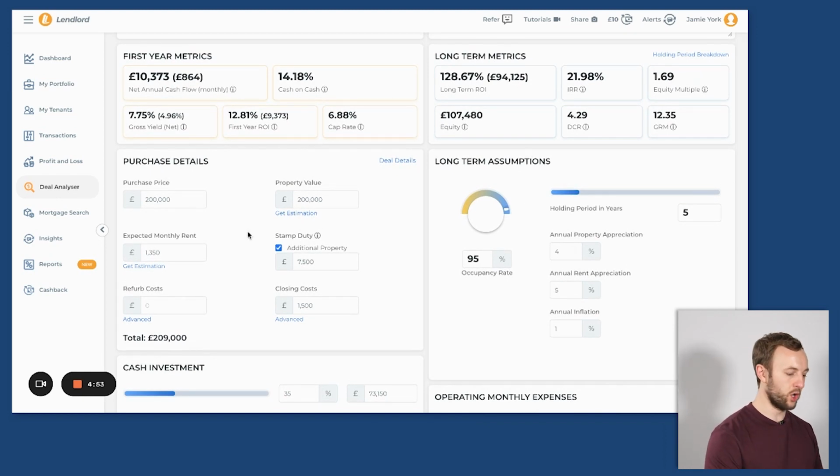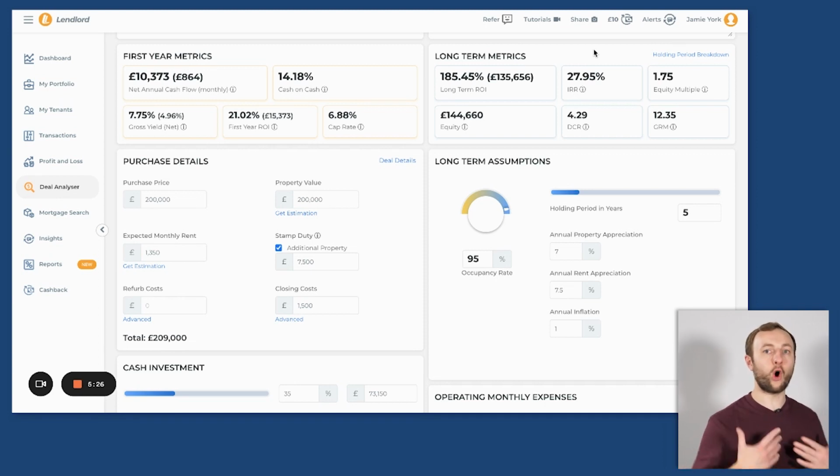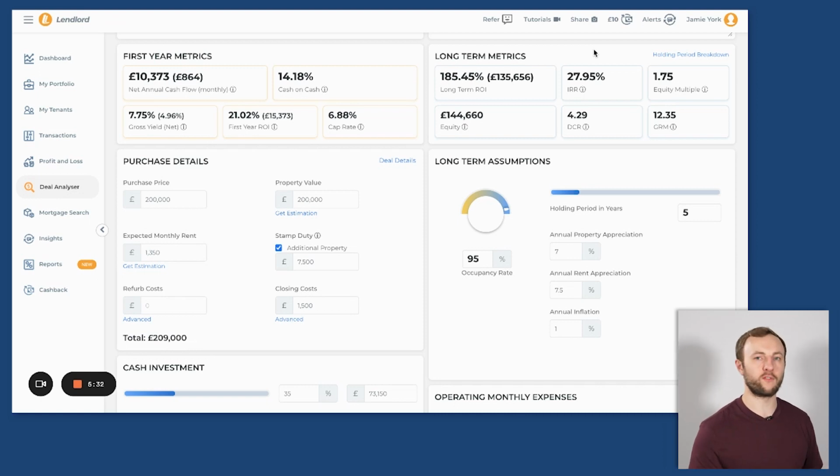Let's assume this area, we get a 1,350. Okay, but we know this is a really solid area, and we're looking at 7% capital growth, and we're looking at a 10% rental. That's probably a bit too high. Let's say 7.5% rental appreciation. Let's keep annual inflation at 1. It's not, but it's really as a comparison metric. And we'll keep it at 5 years. Watch this percentage here. The IRR is 27.95%. That means that the predicted overall annual return over a 5-year basis is 27.95%.